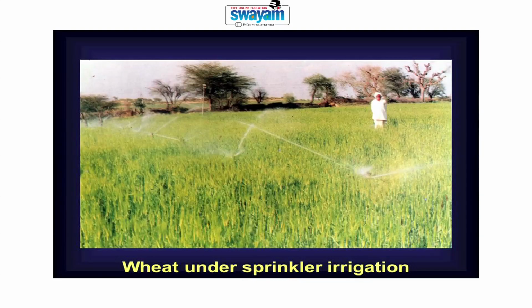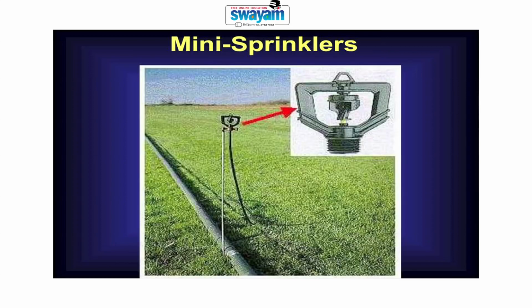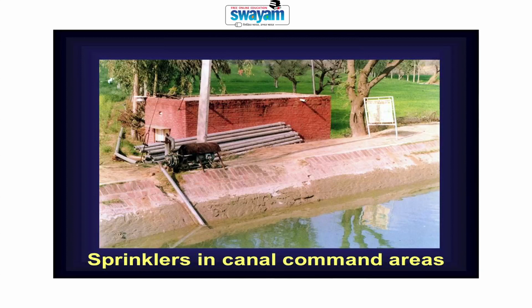Typical example of wheat under sprinkler irrigation. Another, vegetable crops under sprinkler irrigation. You can use mini sprinklers for vegetable crops. The Government of India is promoting sprinklers in canal command areas, where direct pumping is possible from canals and water is being applied using sprinkler systems.